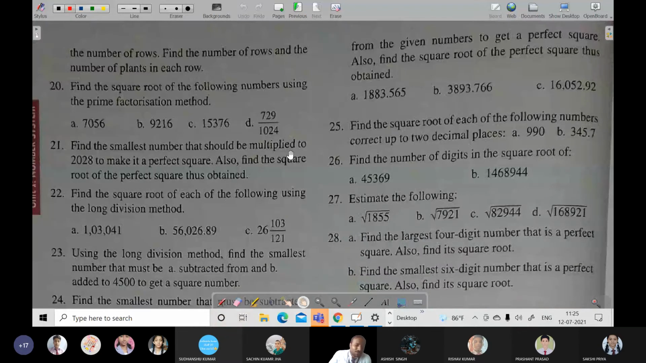So in that case, what do you have to find? You have to find the square root of the given number. Then only the number of plants in each row and the number of rows will become equal, because the total number of plants will be the number of rows times the number of plants in each row. Getting me?